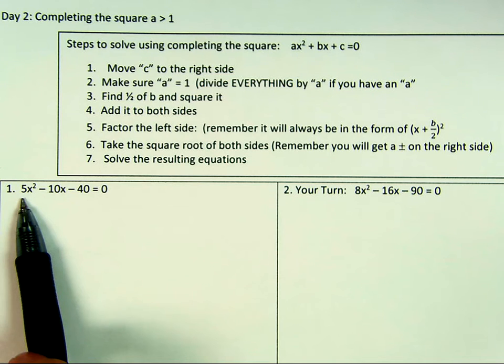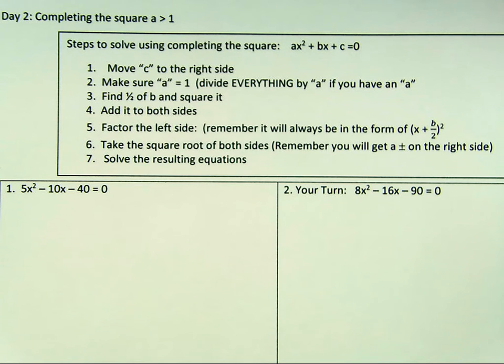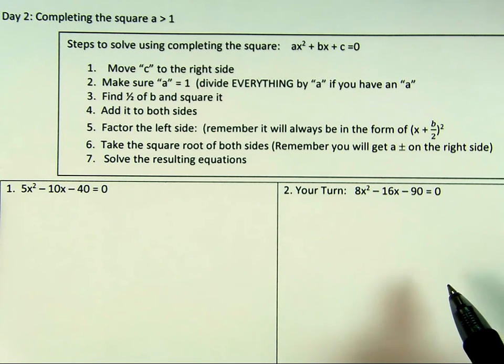Today we are going to talk about completing the square when a is greater than 1. So you'll see that in our equations we have a number in front of the x squared, the quadratic coefficient. Those are going to be bigger than 1, so we do it a little different. We got to use a little factoring.